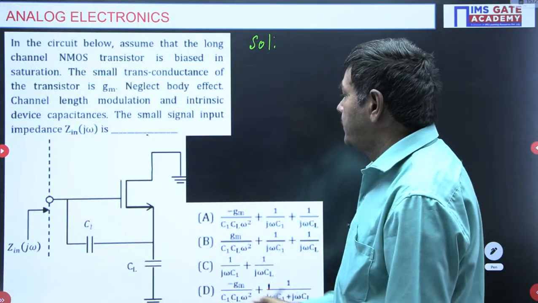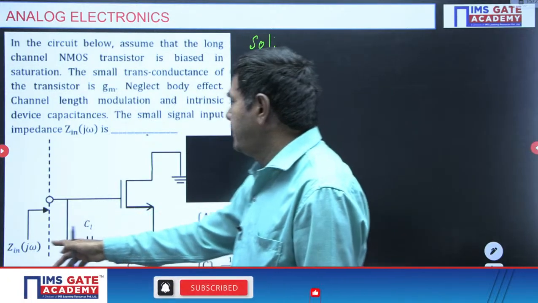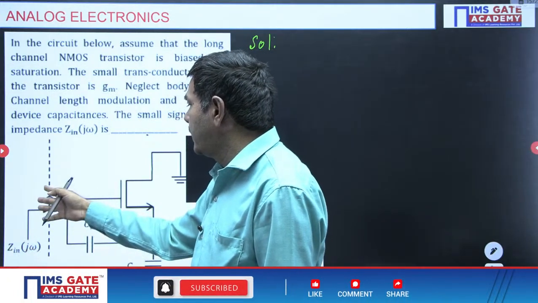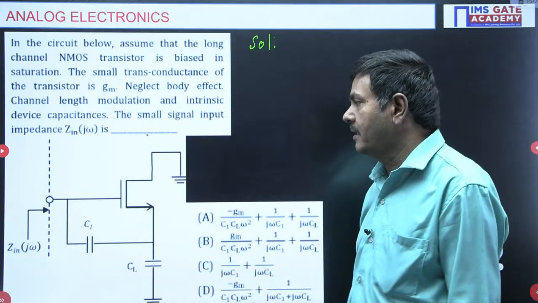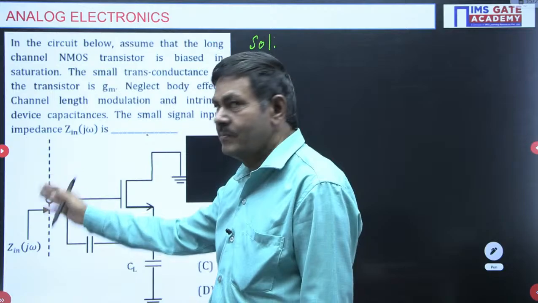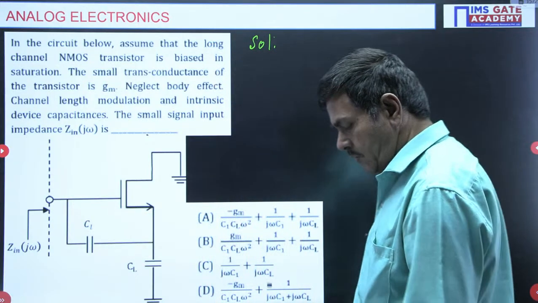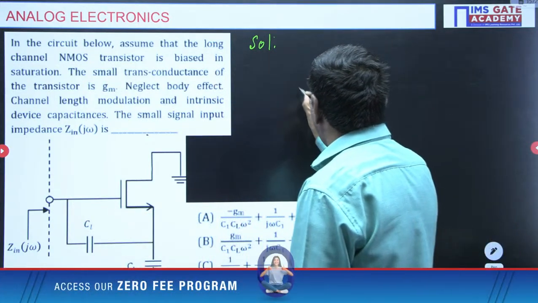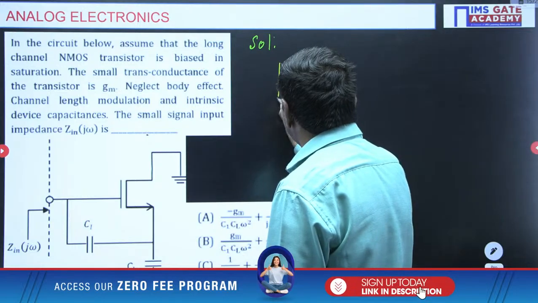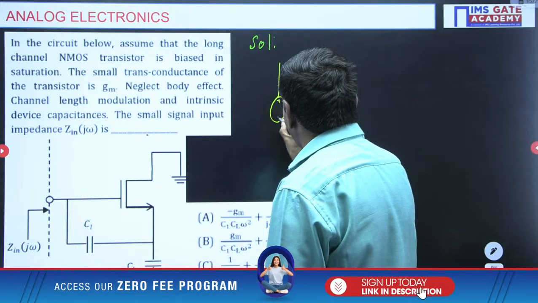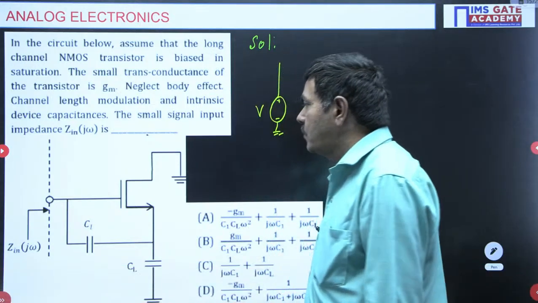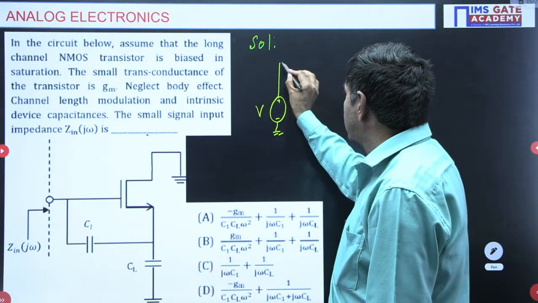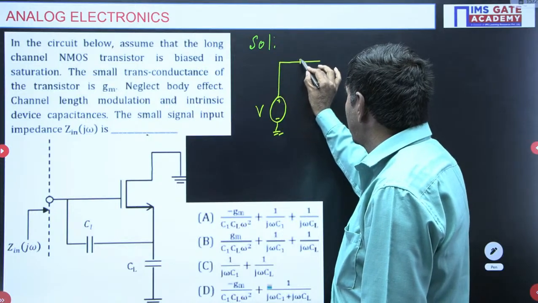In the problem, input impedance is equal to input voltage by input current. I will connect a test voltage source V here. I connected one voltage source, and that voltage I have taken as V. Because of this V, a current I is going to flow.